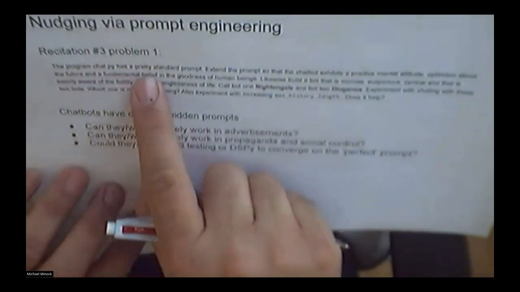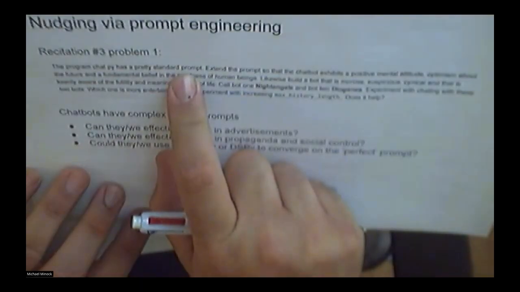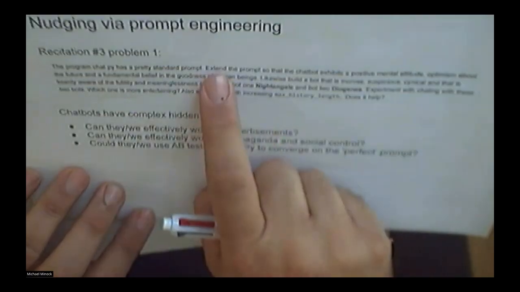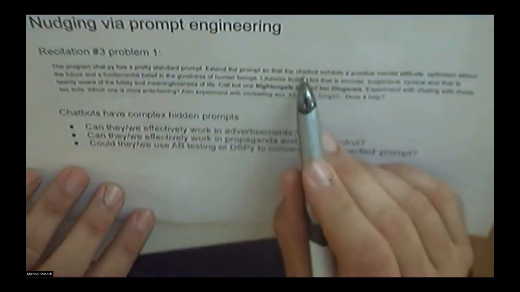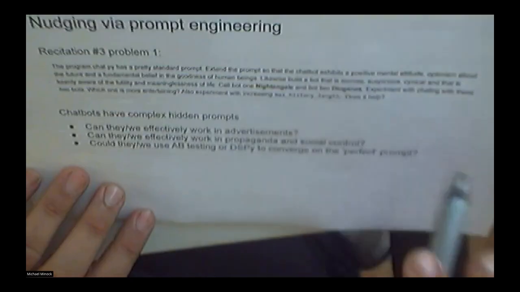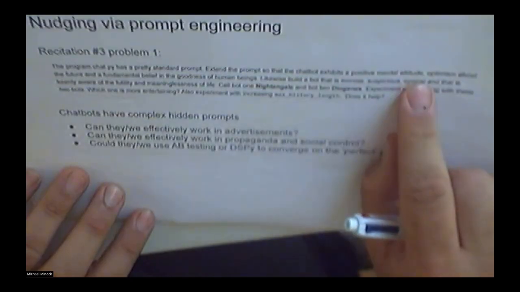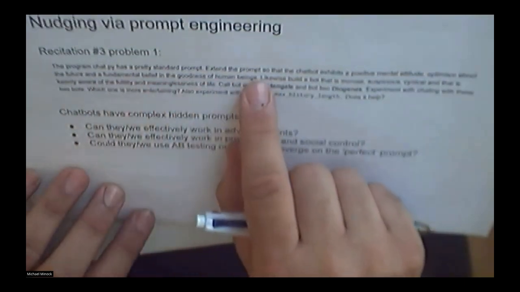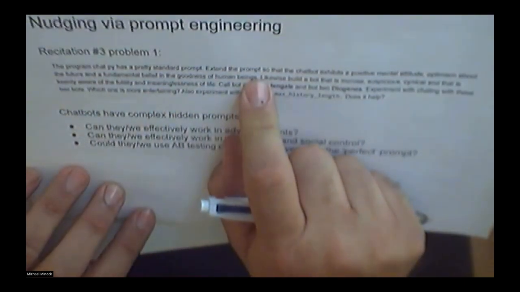Okay, so the program chat has a pretty standard prompt. If you look at the prompt in the code, it's just like, you're an assistant for chatting with the user, blah, blah, blah. So what I want you guys to do is extend the prompt so that the chatbot exhibits a positive mental attitude, optimism about the future, and a fundamental belief in the goodness of human beings. That is probably material that you're going to put into the instructions in the prompt to remind the LLM to behave that way.